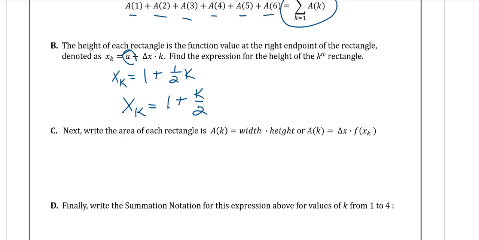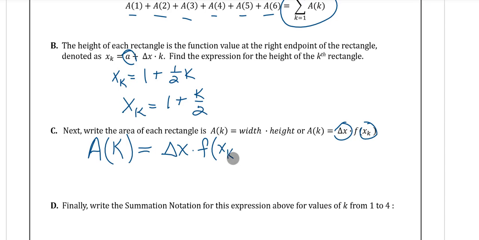Okay? Now, to get the area of the rectangle, we have to take width times height. So we have our k, where each rectangle gets substituted here into the function. We know how wide they are. Their width is 1/2. So now we can write an expression for their area. So their area at any k is going to be delta x times f of x sub k. So in our case, it's going to be our delta x, which is 1/2, and our function is the square root of x. So it's going to be the square root of 1 plus k over 2.